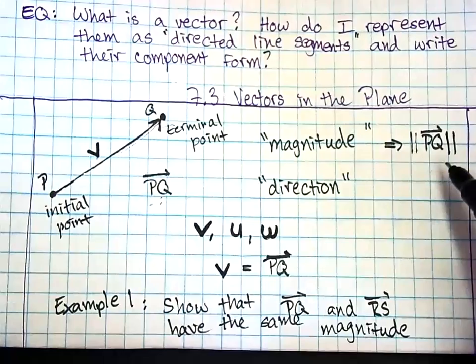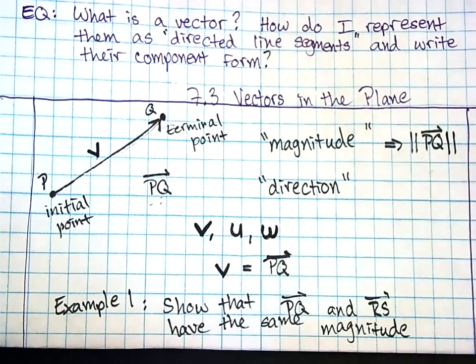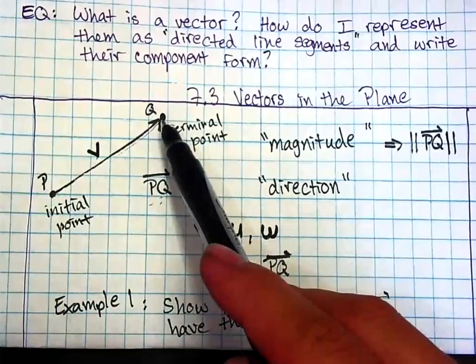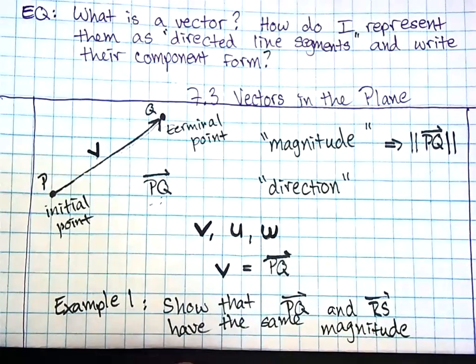Okay? Magnitude, this is the notation for magnitude, and the way we find magnitude using vectors is just by using the distance formula. So finding the distance from this point to that point. And that will represent how far, how strong something is going. Okay?